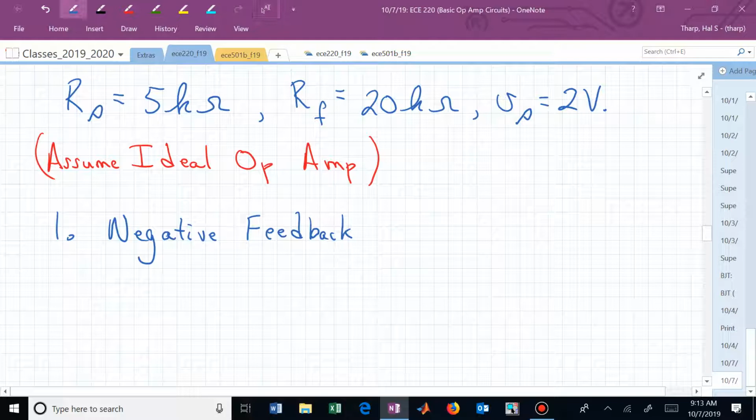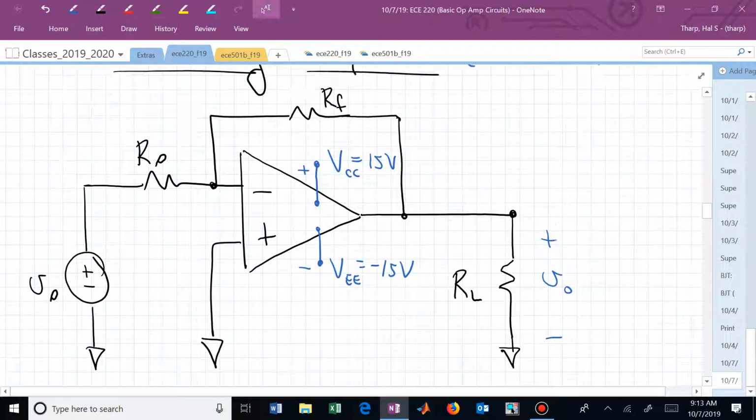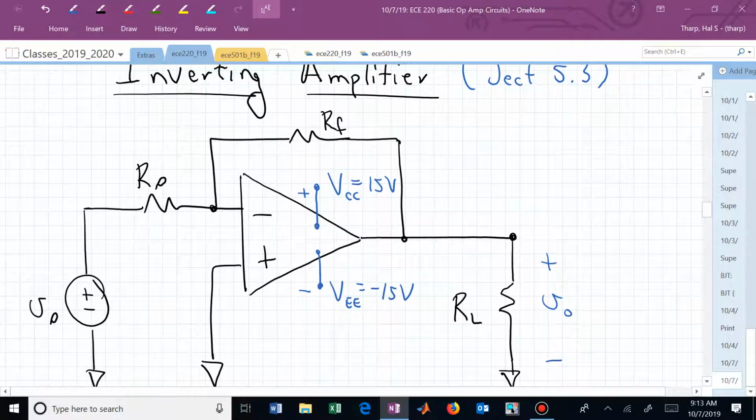And now we can continue with the analysis process. And last time, what did we talk about? Now that we have feedback, what's our next step in the process? We just came out of chapter 4, where we were applying some of these analysis tools. We had mesh current analysis and node voltage analysis that we were playing with.